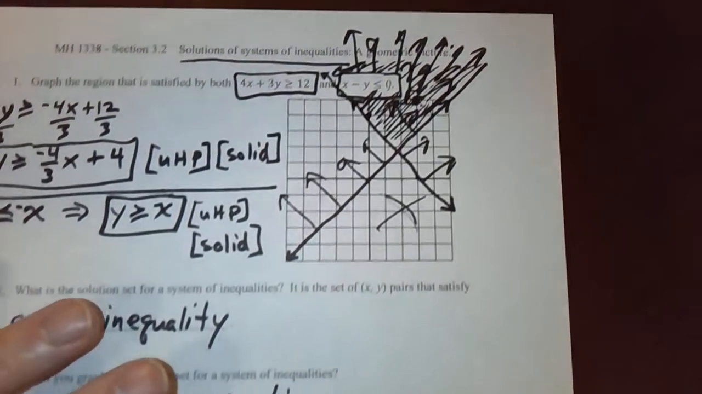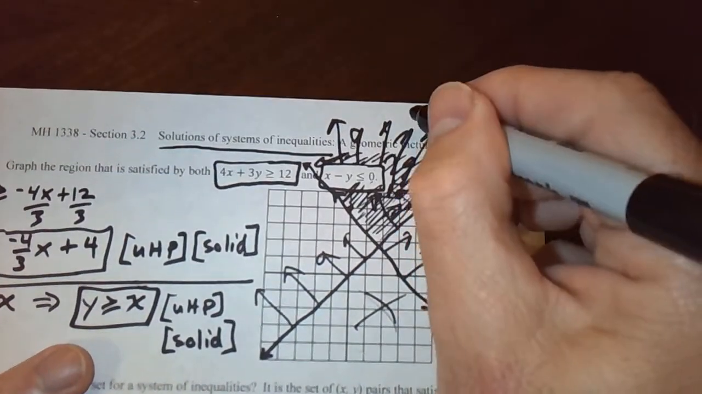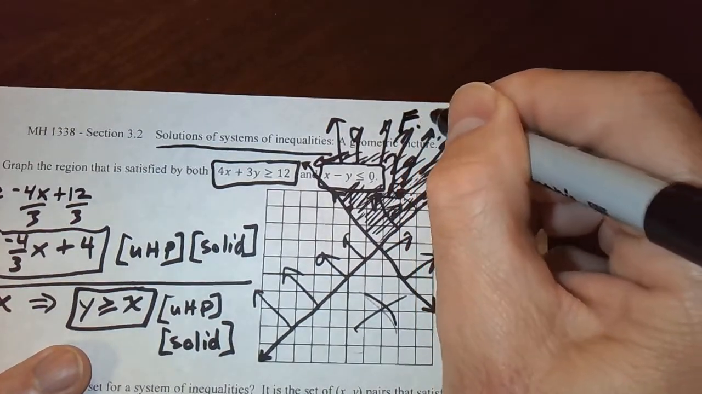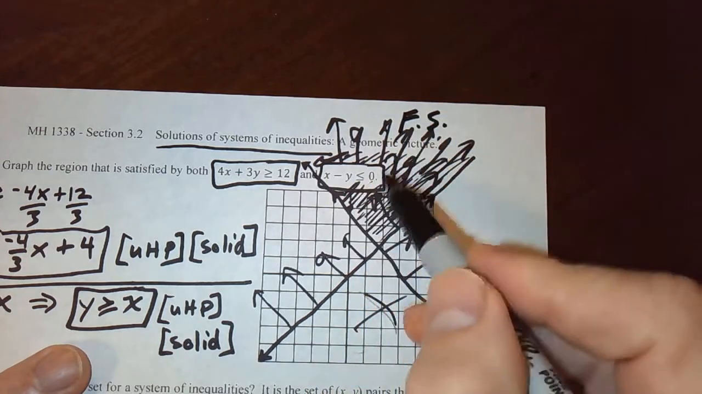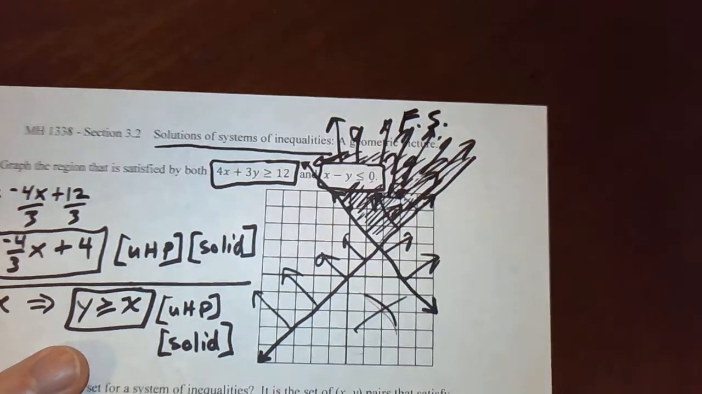So from the very first example, this would be my feasibility set. I'll just put FS there. This whole region would be called the feasibility set.